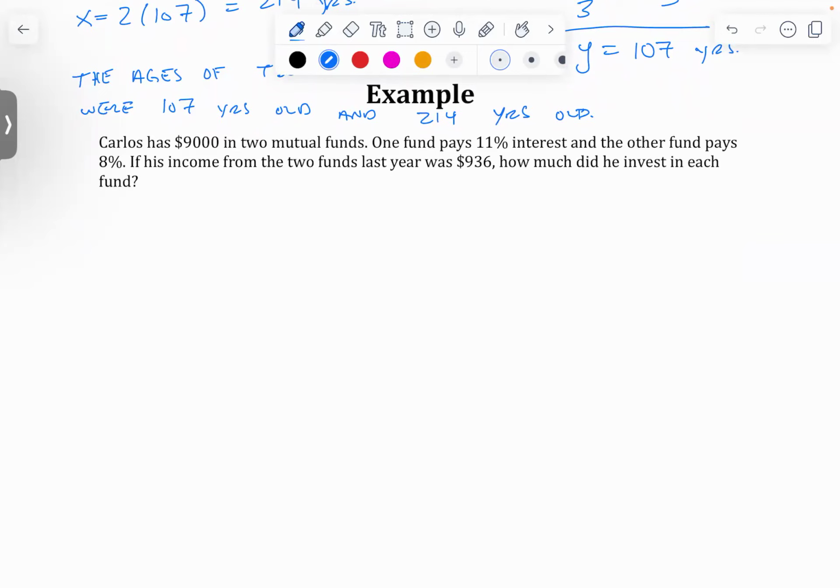All right, let's look at one more example. Carlos has $9,000 in two mutual funds. One fund pays 11% interest and the other fund pays 8%. If his income from the two funds last year was $936, how much did he invest in each fund?